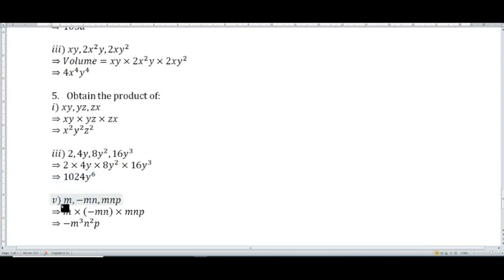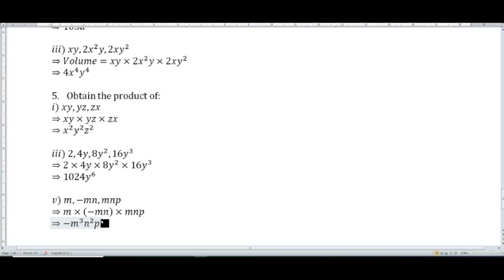In the same way here in sub number 5, m is there, minus mn, and mnp is there. So we will multiply all together, m into minus mn into mnp. So the sign minus will be here in the answer. So how many m are there? See here, m is there 3 times, m cubed. n is there 2 times, so n squared. p is occurring only once, so p will have no exponent. So the answer will be minus m cubed n squared p. Okay.